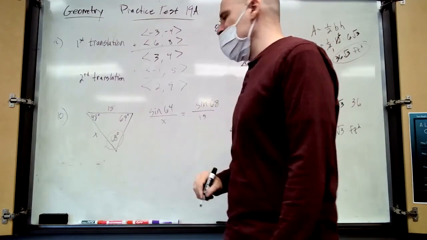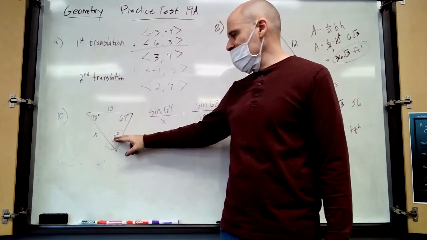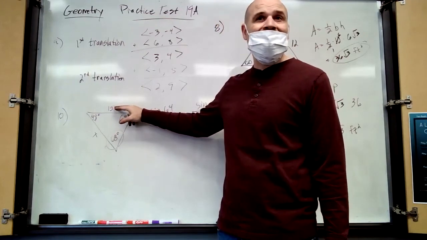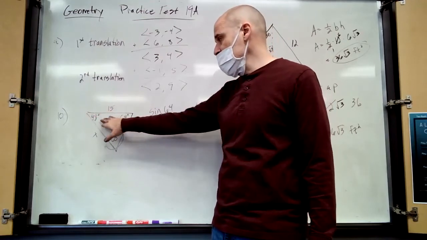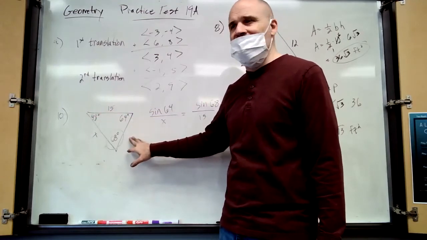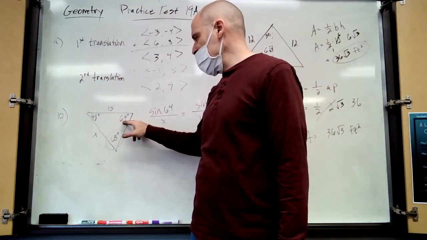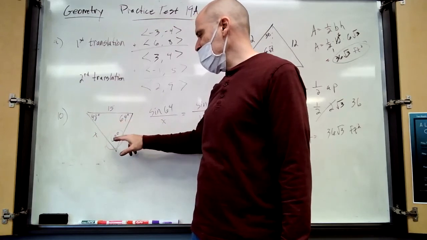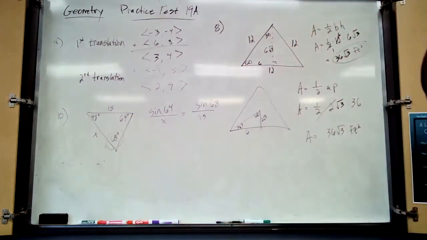Okay, so you could use the law of sines. The law of sines says the sine of an angle over the opposite side equals the sine of another angle over its opposite side. Well, you can't use 48 because you don't have the opposite side. But you're looking for x, so you want the sine of 64 over x and the sine of 68 over 15.